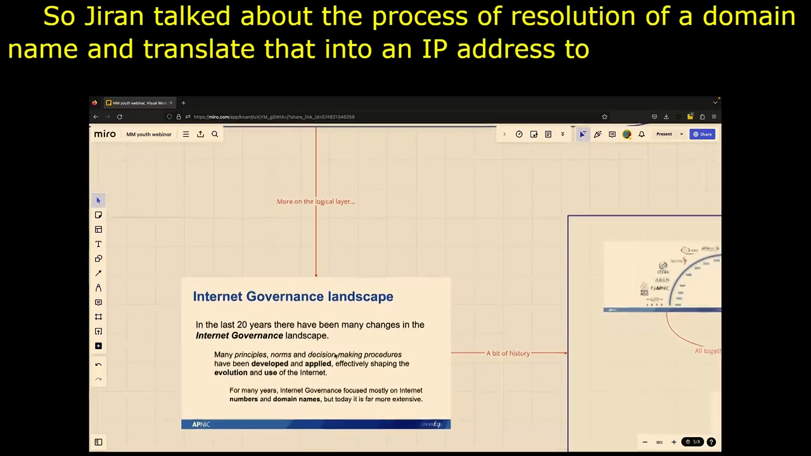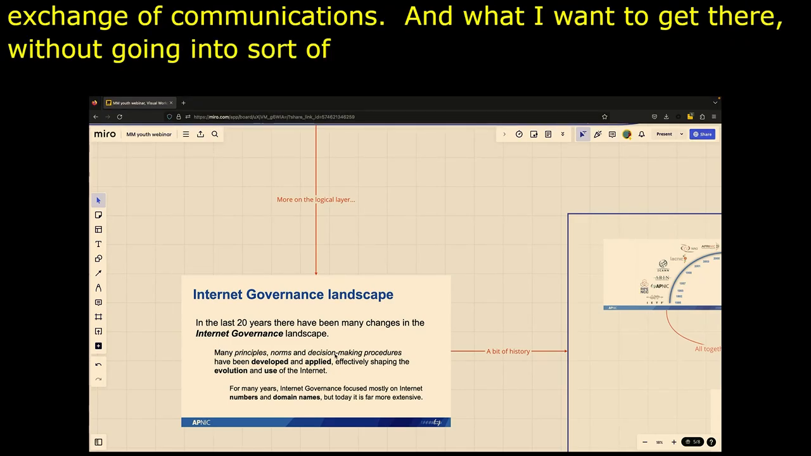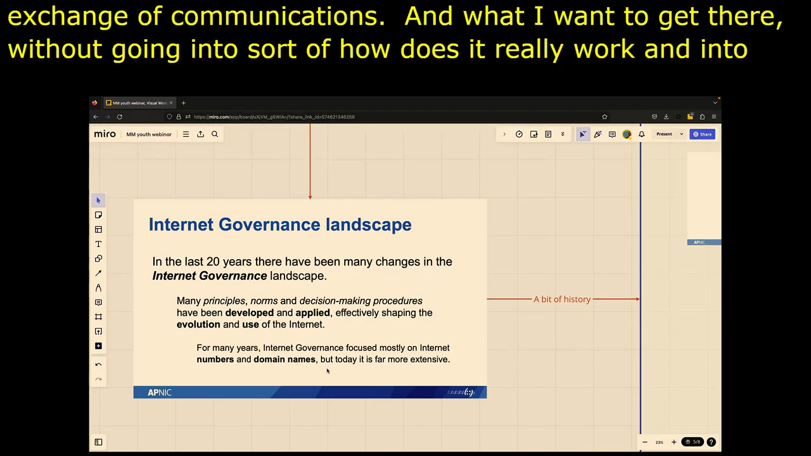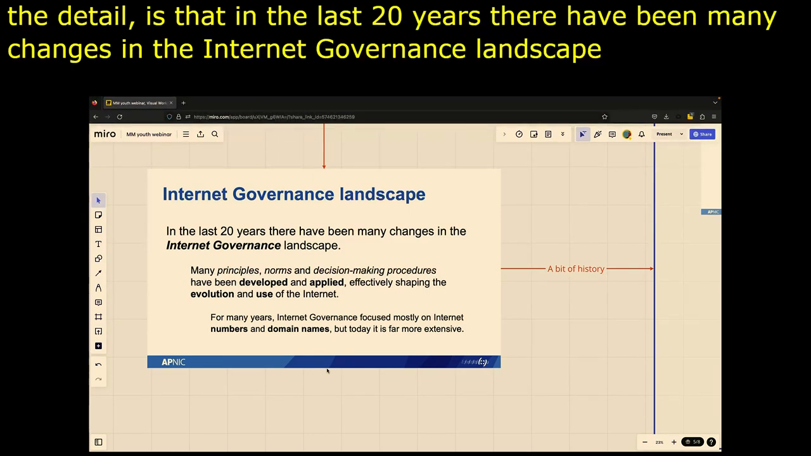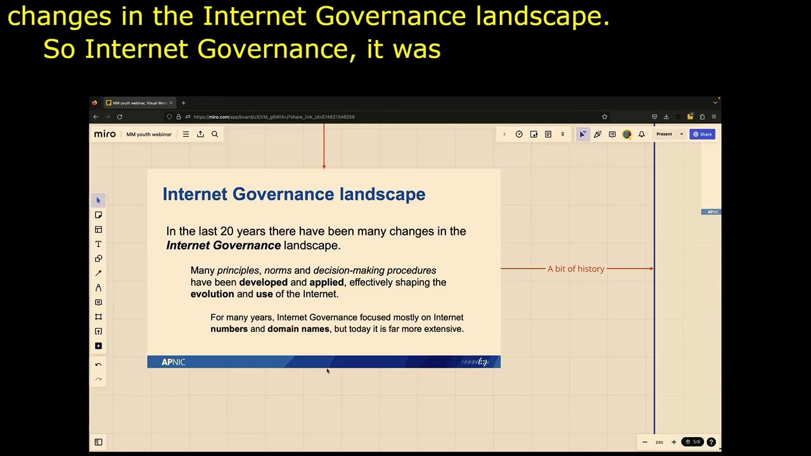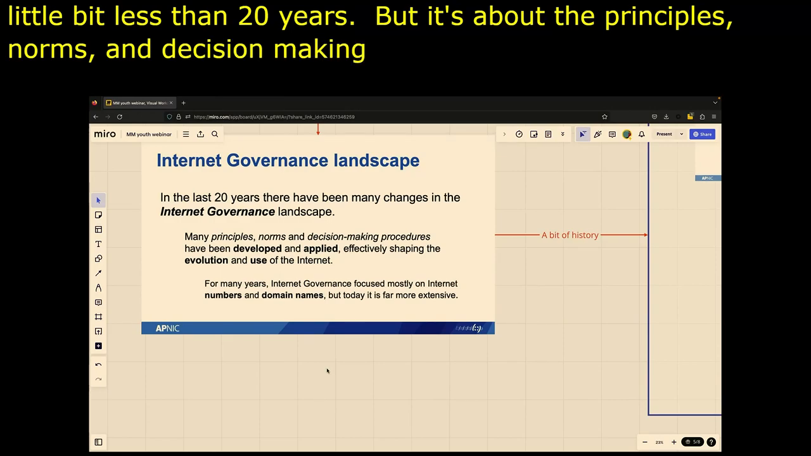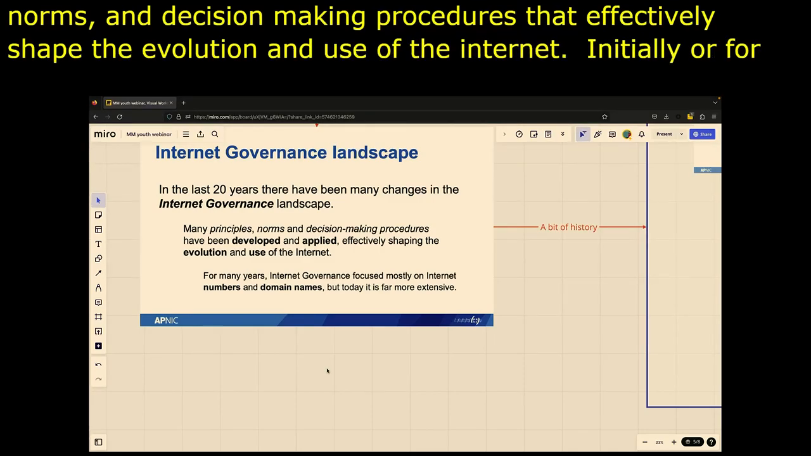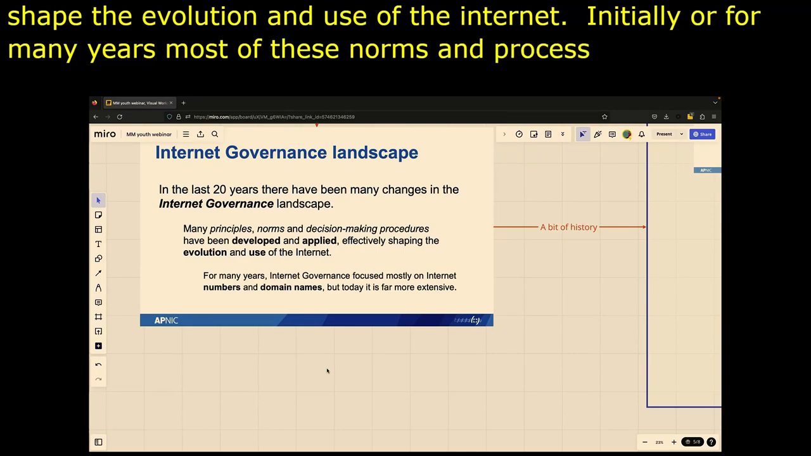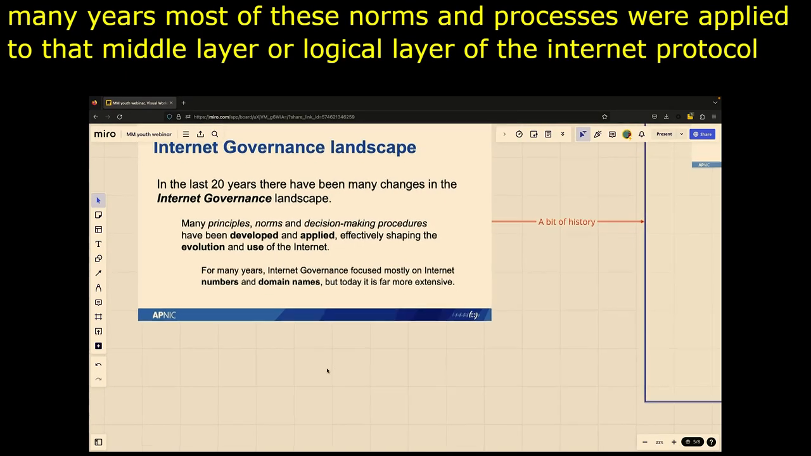And what I want to get to, without going into the detail of how it really works, is that in the last 20 years, there have been many changes in the internet governance landscape. So internet governance, as it was defined a little bit less than 20 years ago, is about the principles, norms, and decision-making procedures that effectively shape the evolution and use of the internet. Initially, or for many years, most of these norms and processes were applied to that middle layer, or logical layer, of the internet protocols, like domain names and IP addresses.